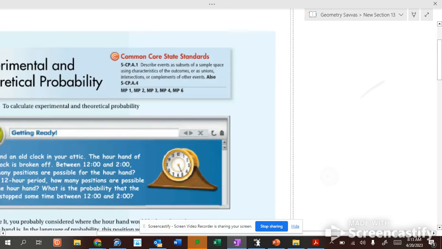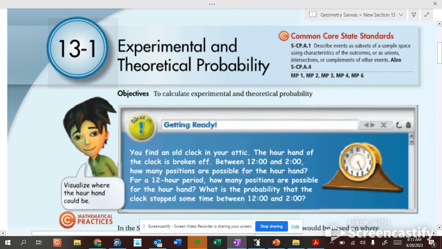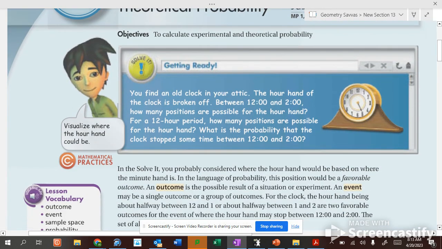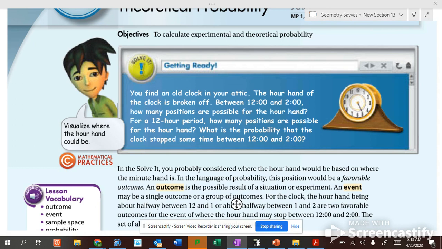All right. So, experimental and theoretical probability is what's up for today. Let's say you find an old clock in your attic. The hour hand of the clock is broken off. Between 12 and 2, how many positions are possible for the hour hand? For a 12-hour period, how many positions are possible for the hour hand? So what is the probability the clock stops sometime between 12 and 2?